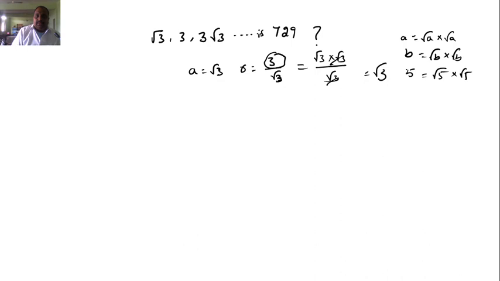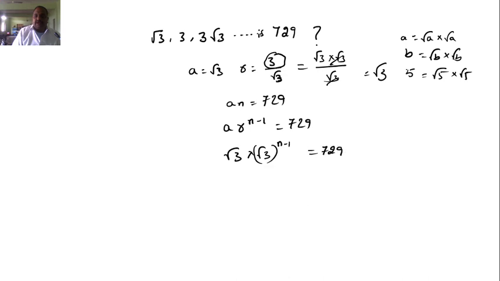Now, an is given, an how much? 729. An means a r power n minus 1 is equal to 729. A means root 3, r means root 3, whole to the power of n minus 1, that is equal to 729. Root 3 whole to the power of 1 plus n minus 1 is equal to 729.